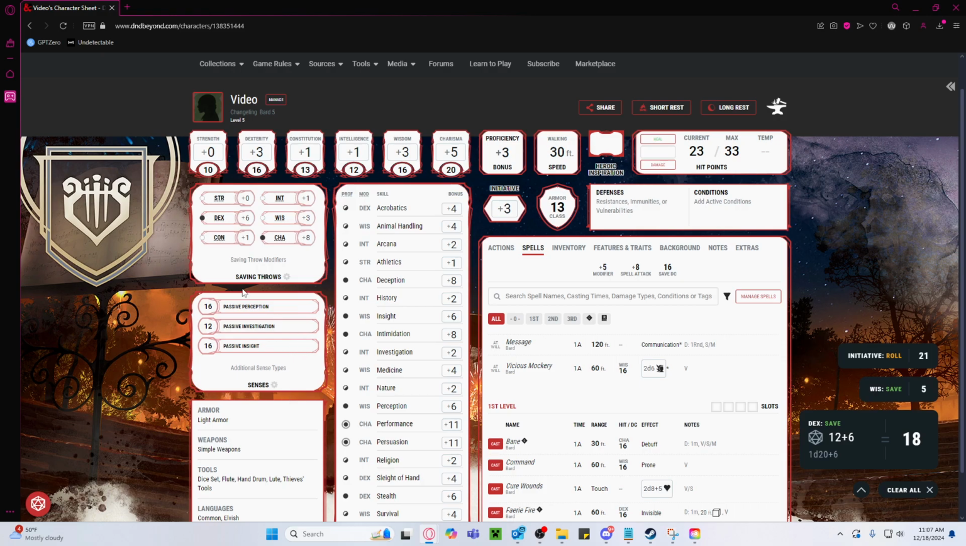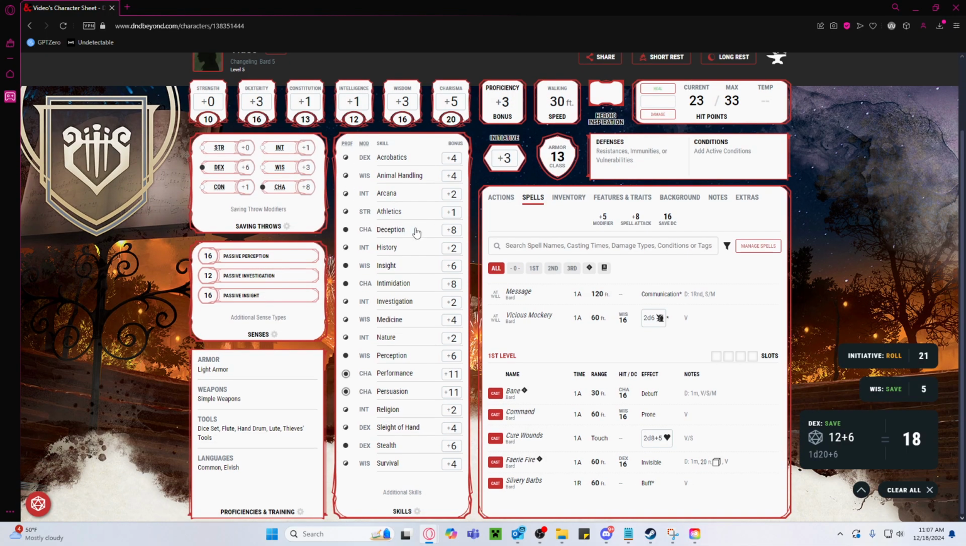Here we got our senses. These are just passive. You don't roll these, you don't do anything with them. They are for really just the DM to know what you can see when you're not paying attention, what you can spot, and things like that. So that is mainly for the DM.